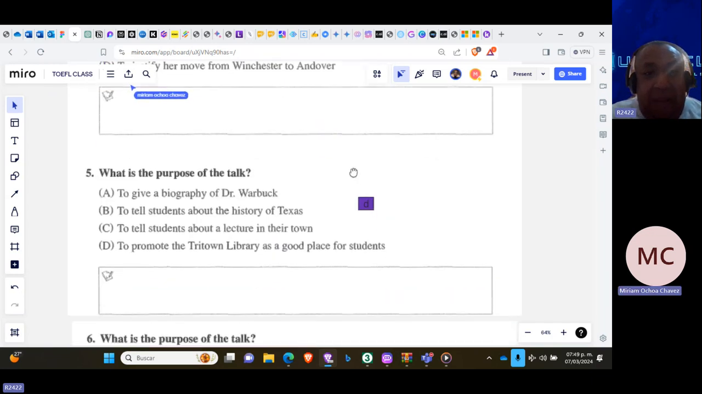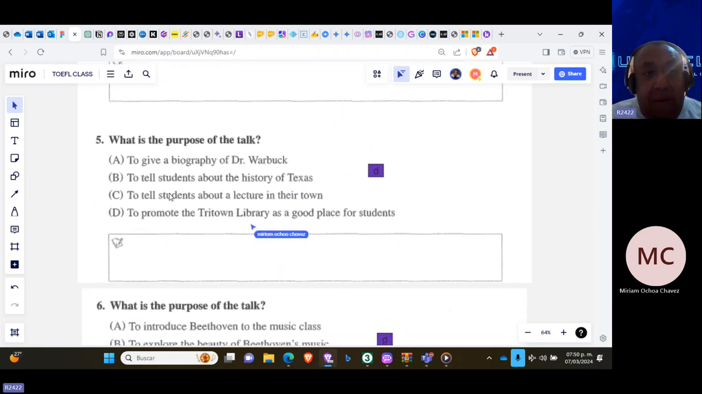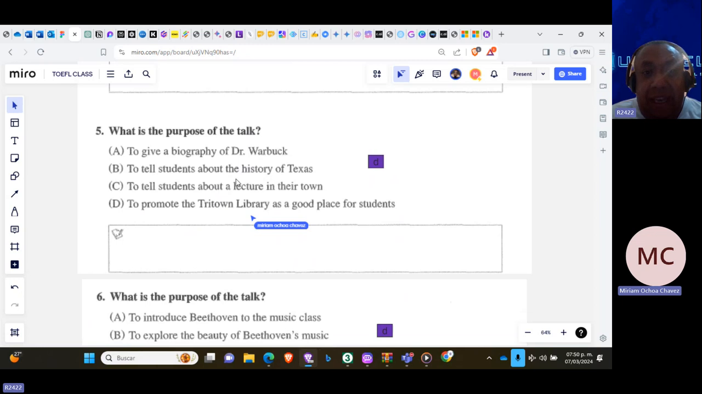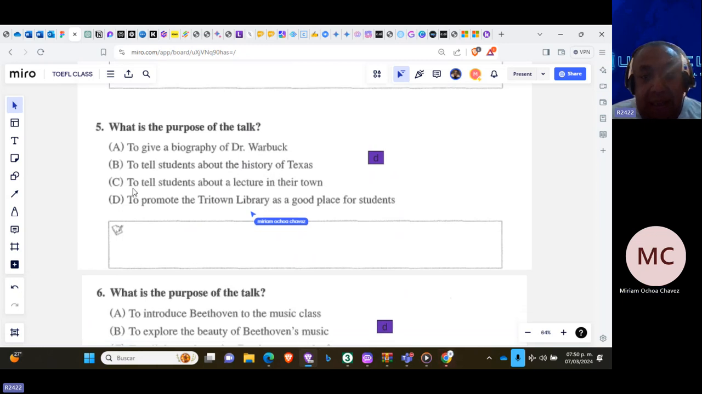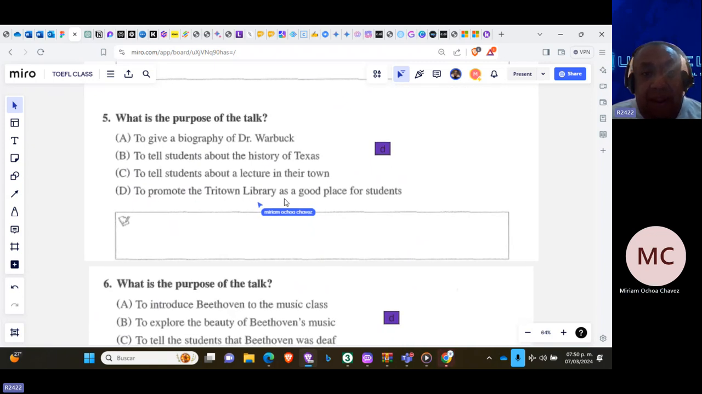Okay, number five says, what is the purpose of the talk? A, to give a biography of Dr. Warbuck. B, to tell students about the history of Texas. C, to tell students about a lecture in their town. D, to promote their state town library as a good place for the students.